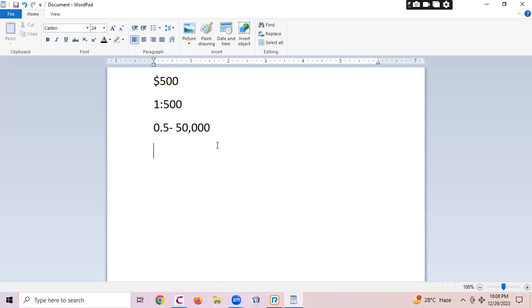So for us to be able to purchase 50,000 units, what will be the margin? 50,000 divided by 500 will give us 100. So the margin will be $100. You're correct. So I believe you understand what leverage is.